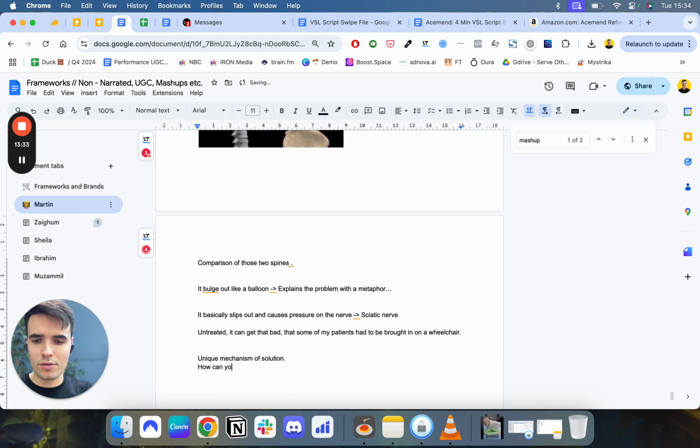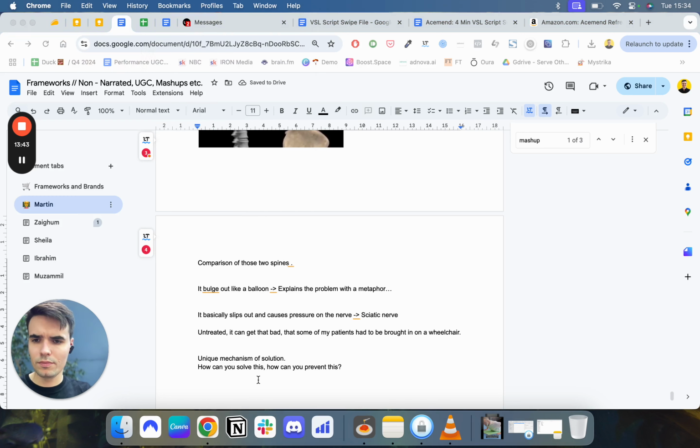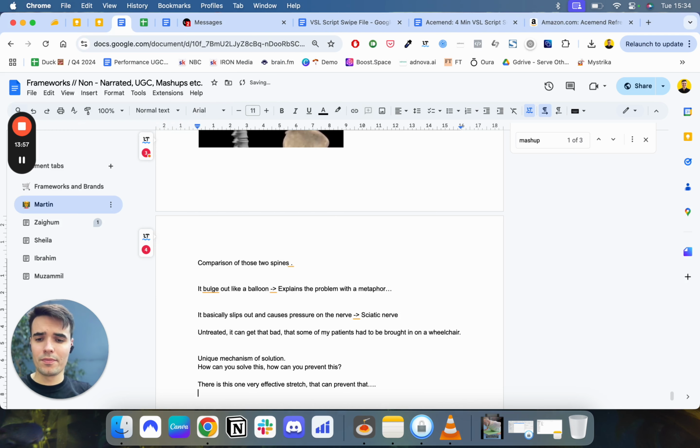So how can you solve this? How can you prevent this? Earlier I mentioned a very effective stretch that helped my patient. All right, so there is this one very effective stretch that can prevent that. Patients realign their vertebrae and release painful, trapped nerves from under the pressure of bulging discs.